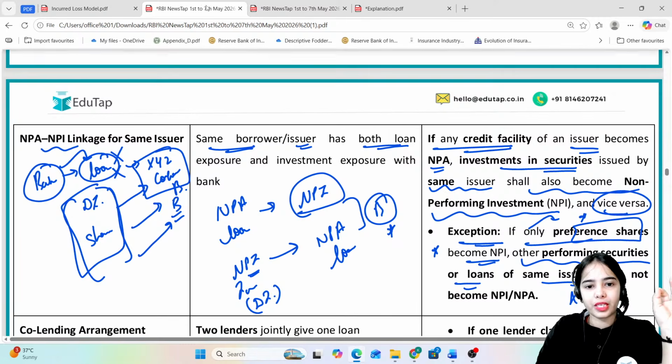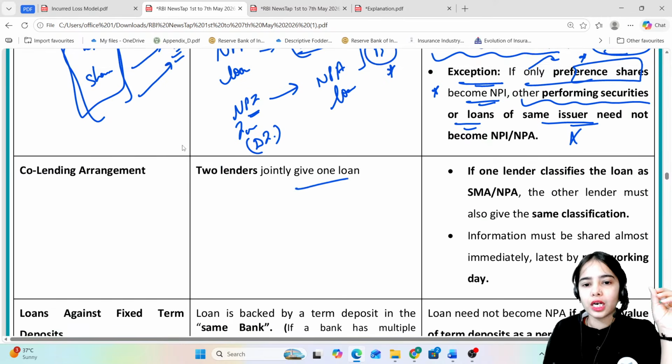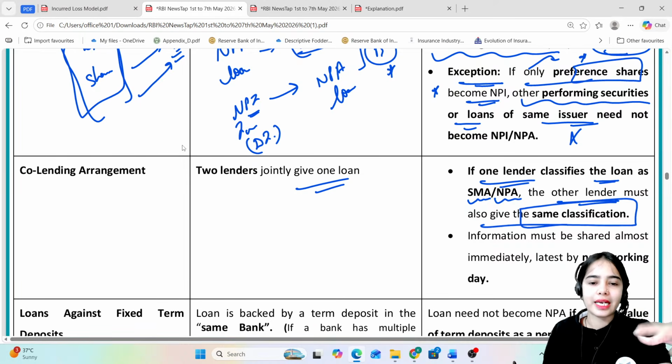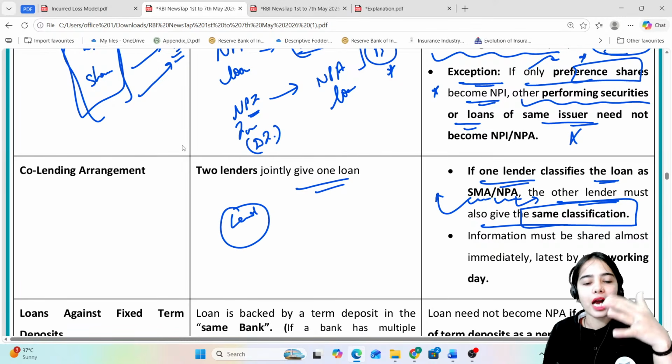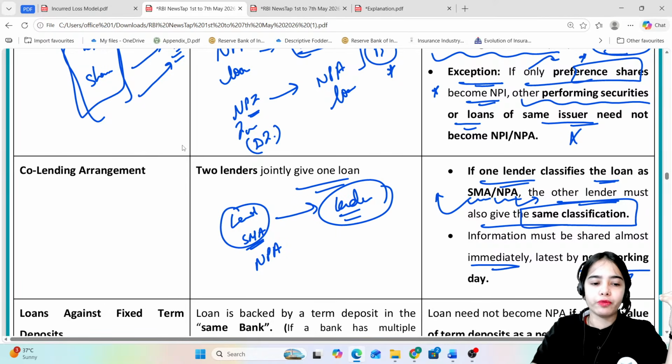If only preference shares are becoming non-performing investment, then the other investments or loans will not be considered NPI or NPA. Okay. Now, co-lending arrangement: if there are two lenders jointly giving one loan, and one lender classifies the loan as a special mention account or NPA, the other lender must also give the same classification, that this account is under stress or has become NPA. So the same classification has to be given by both lenders, immediately, latest by next working day.